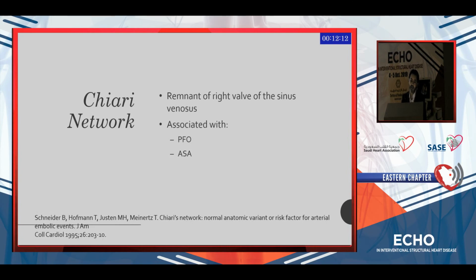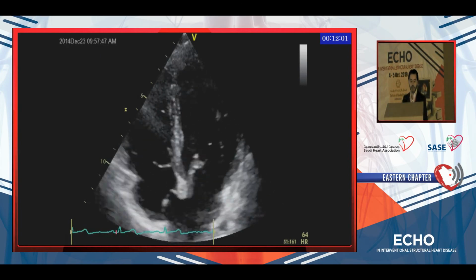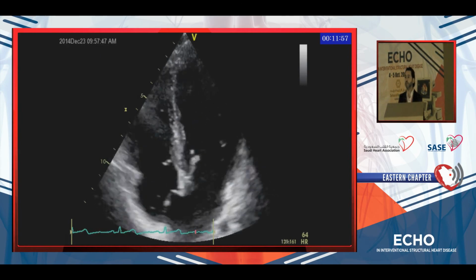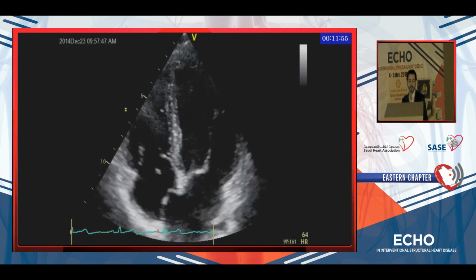What about Chiari network? So it's a remnant of the right valve of sinus venosus. It is associated with the presence of PFO and atrial septal aneurysm. So the presence of Chiari network is also important. And not only that, for the closure purpose, it will cause some difficulty for the operator.